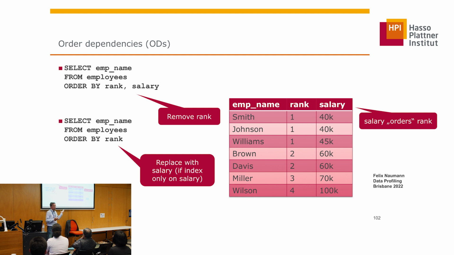It's not a simpler query, but it actually might be, for instance, if you have an index on salary but not on rank. Then that query will run much faster than the original one. So you don't always do this, but it might make sense to do this. Very, very simple optimizations.